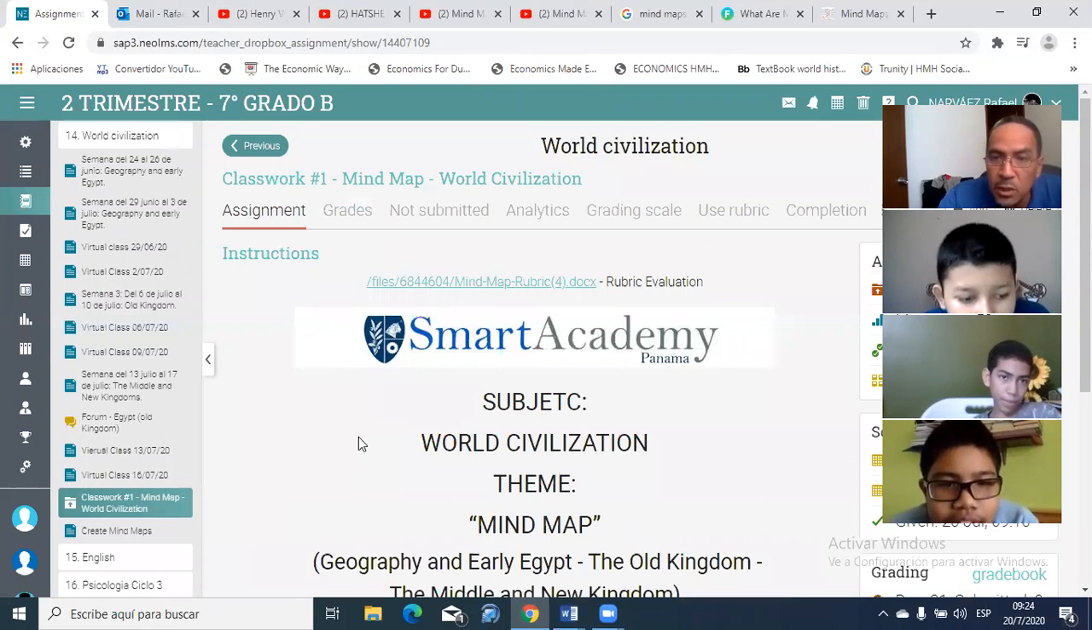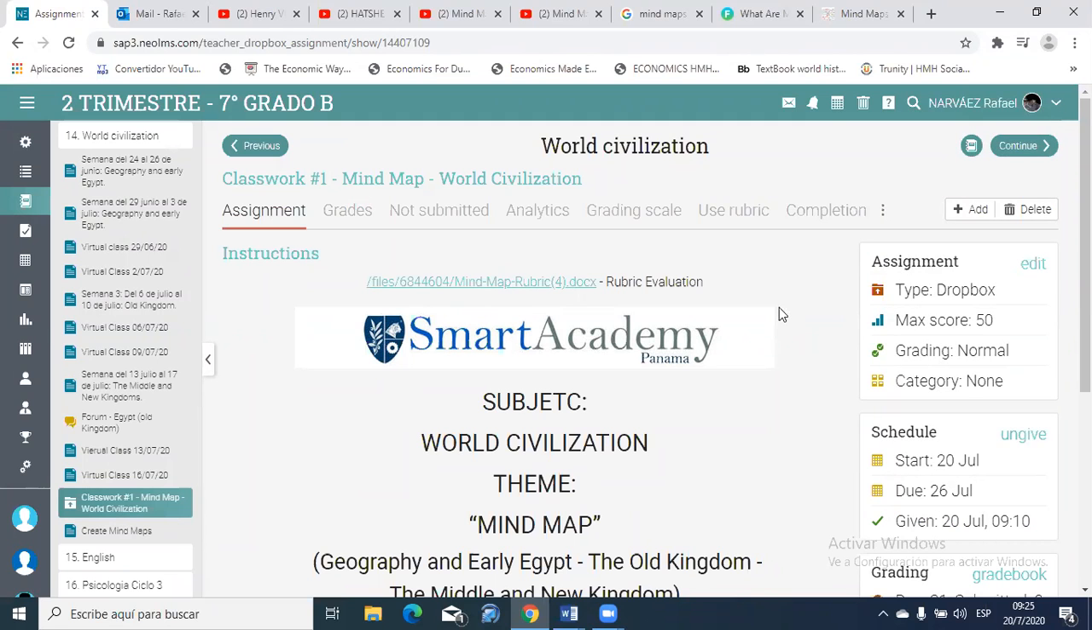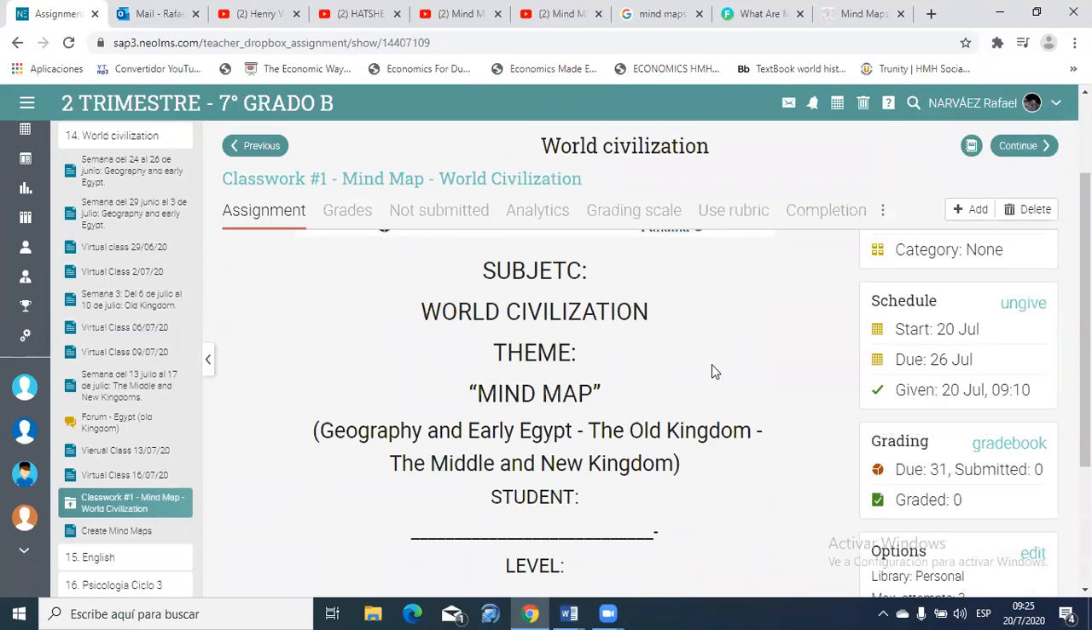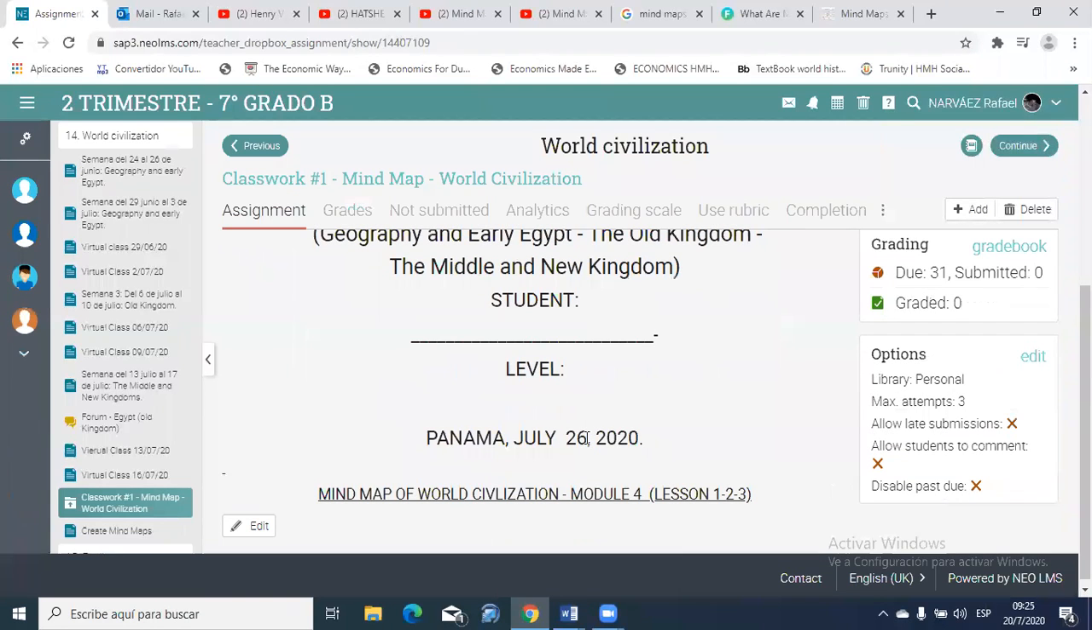Esta es la asignación que ustedes van a tener. Tienen que hacer ustedes un mind map. ¿Y hasta cuánto lo tenemos que entregar? Ustedes tienen hasta el viernes. Aquí dice, ve, due date 26 July. Y aquí abajo también dice July 26.